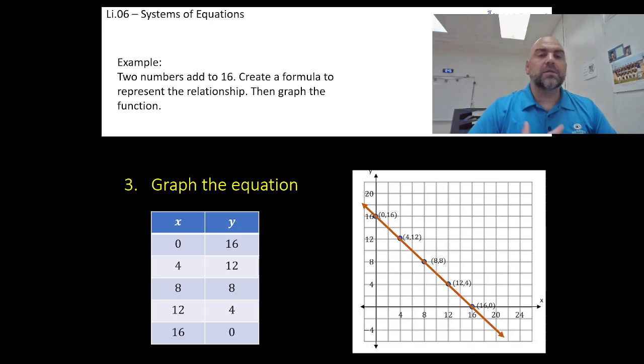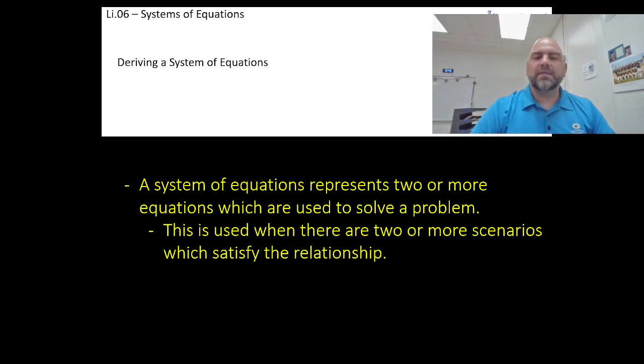All right, so that's just, again, using what we know from context to create a linear equation to represent a pattern. And again, it's all about these patterns that we have. Now, let's look a little bit at a system of equations. This is what we're going to focus on in our assignment today. What is a system of equations? Well, a system of equations represents two or more equations which are used to solve a problem. This is used when there are two or more scenarios which satisfy the relationship. So sometimes we are given a few different scenarios or a few different aspects which are going to limit what can happen in a relationship.